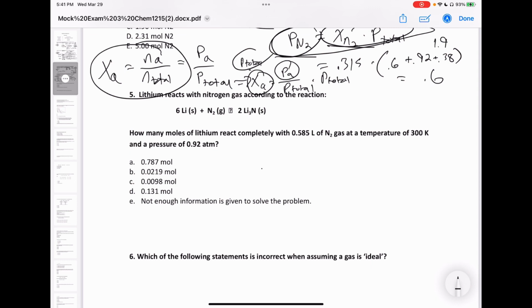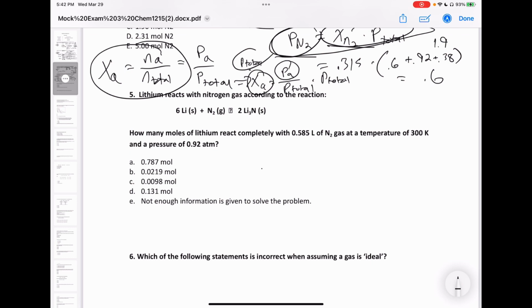Number 5. Lithium reacts with nitrogen gas. According to the reaction, 6 moles of lithium plus a mole of nitrogen gas creates lithium nitride. How many moles of lithium react completely with 0.585 liters of N2 gas at a temperature of 300 Kelvin and a pressure of 0.92 atm?